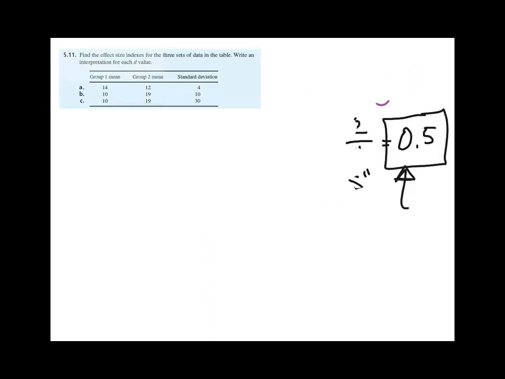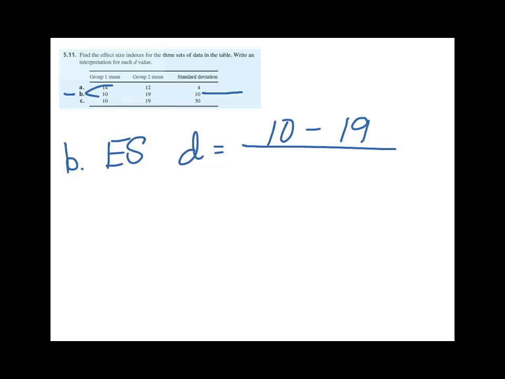Let's go ahead and do the next sample, problem B. In problem B, it looks like group 2 is quite a bit larger than group 1 on first glance. But be careful. Look at that standard deviation as well, because it moderates what that difference of 10 and 19 appears as. So let's go ahead and do the math. I know that my effect size is represented by the symbol D, and it's mu1, which in this case is 10, minus mu2, which is 19, taken from right there, divided by the standard deviation of 10. So the D for this is going to be negative 9 over 10, or negative 0.9.